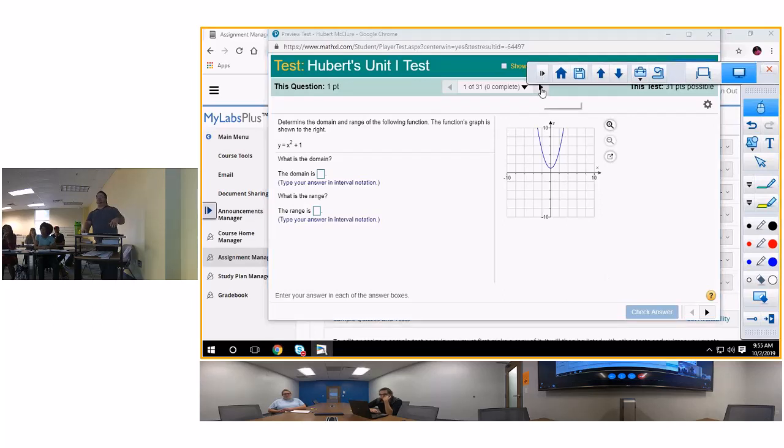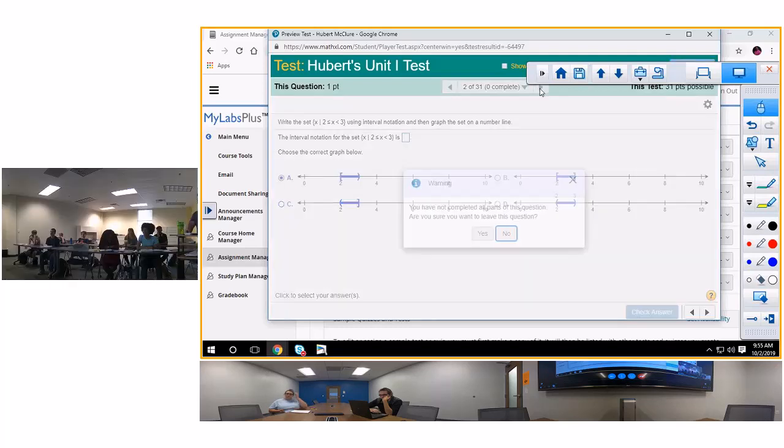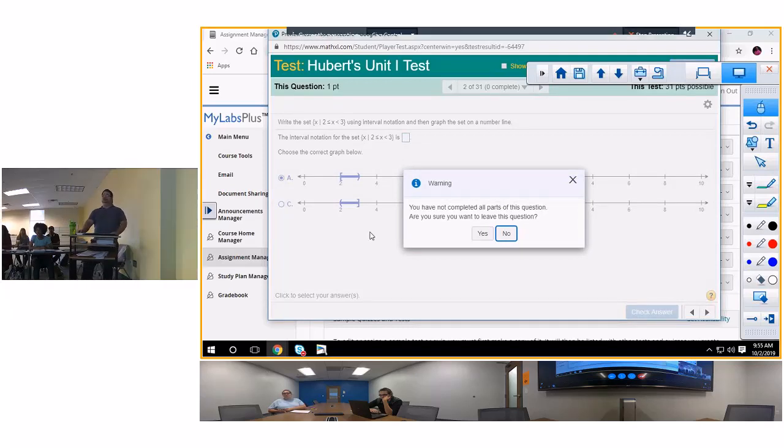I'm going to just give you a couple. I'm going to skip... okay, this is interval notation. So what is between two inclusive? That's a bracket or a parenthesis? Bracket. So you know that C is not it and D is not it. This is exclusive, meaning parenthesis, so it'd be A. See? It's easy. All right, so keep going. Okay, yes, keep going.